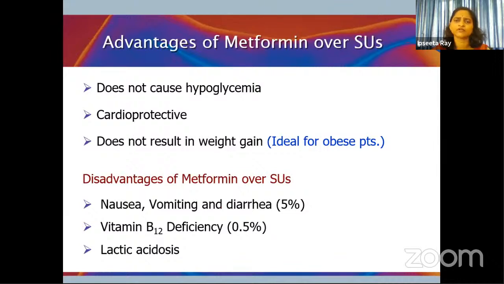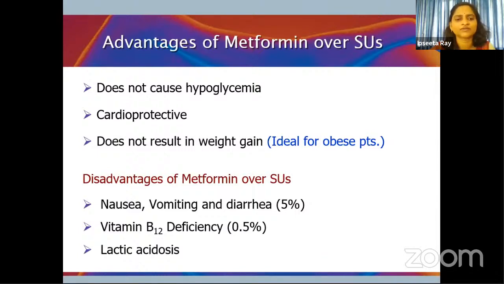Advantages of metformin over sulfonylureas: metformin does not cause hypoglycemia, and hypoglycemia was a major concern with the use of sulfonylureas. Then metformin is said to be cardioprotective, and it is also known to lower lipid levels. Most diabetic patients also have cardiovascular disorders, so that is another benefit of metformin, that it is cardioprotective and lipid friendly. It does not result in weight gain. Instead, it causes weight loss, and sometimes it is exploited because of this property.